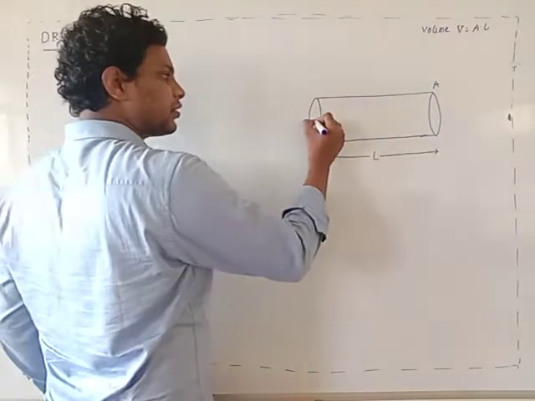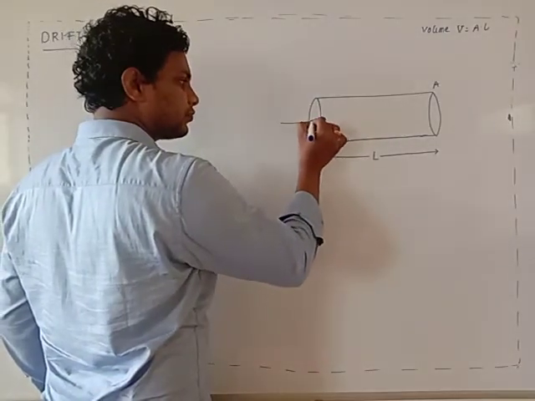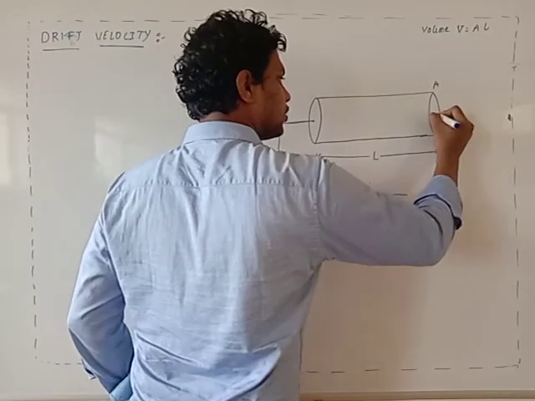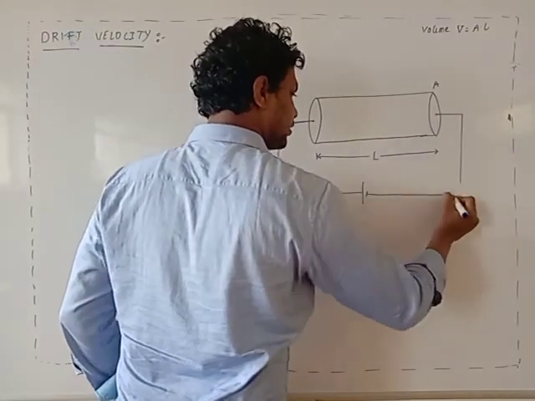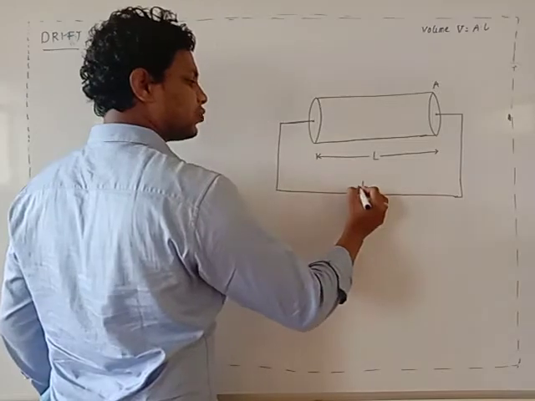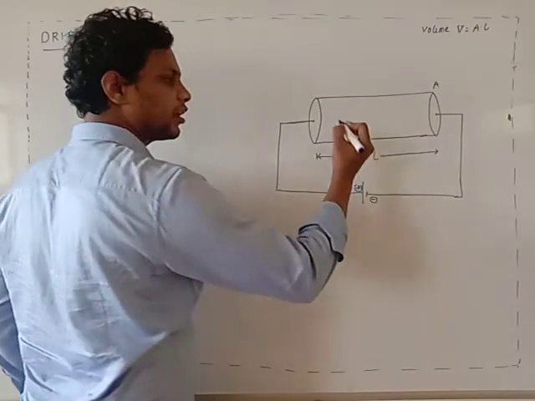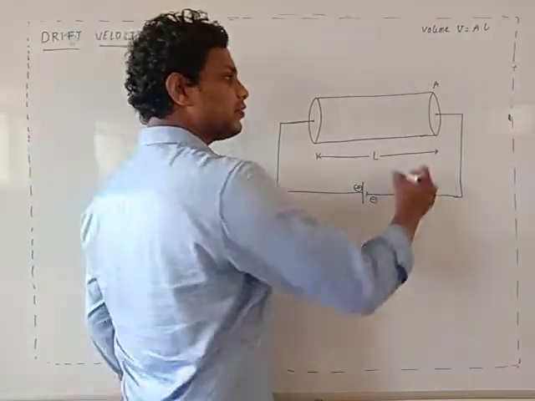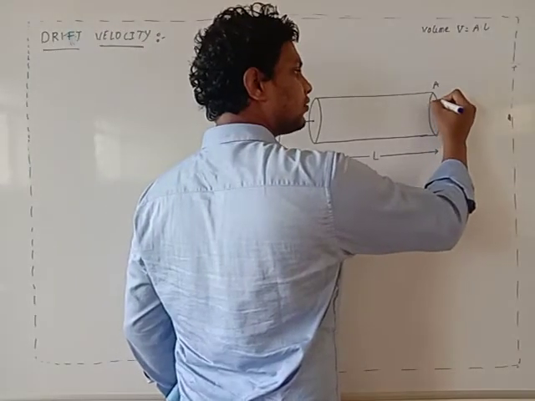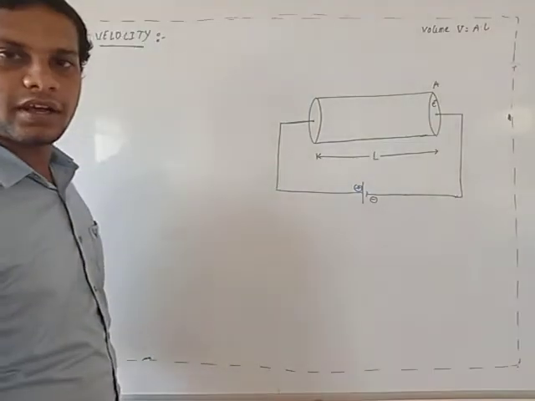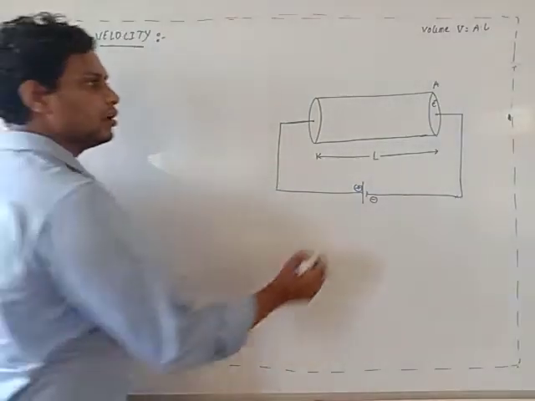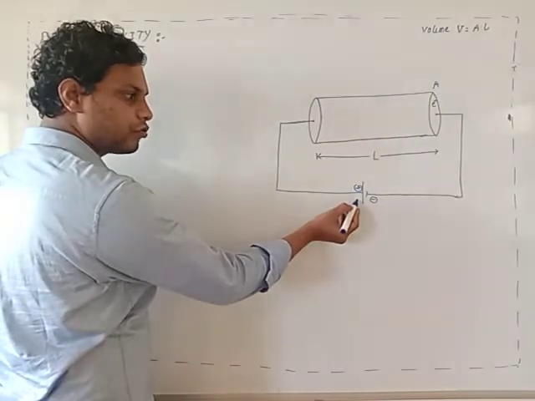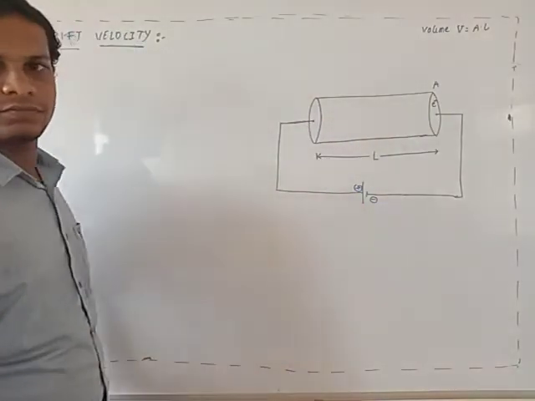Now I will connect this conductor to a battery like this. Let us say this is the positive terminal of the battery, and this is the negative terminal of the battery. Now, I will consider an electron on this surface. This electron will rush towards the positive terminal of the battery.